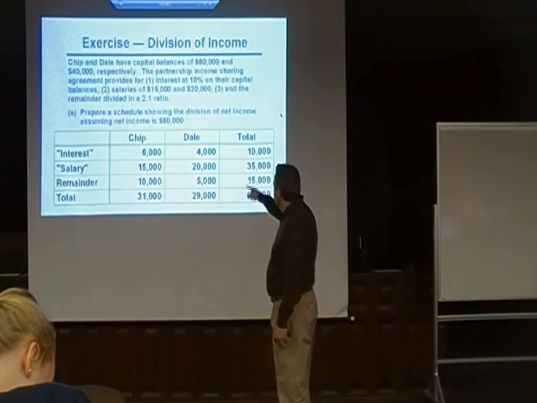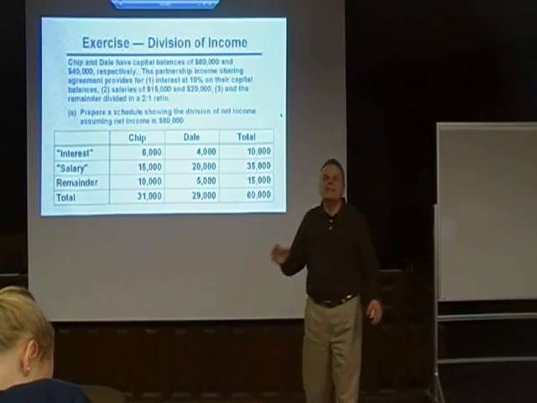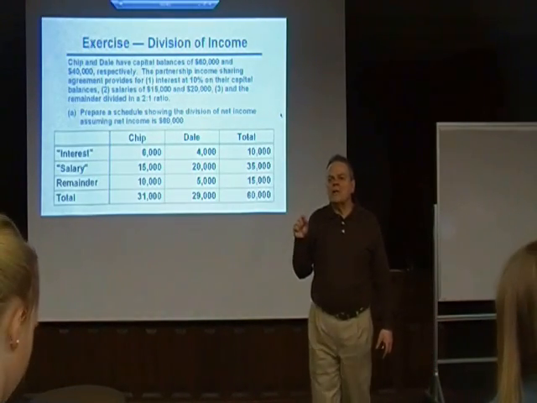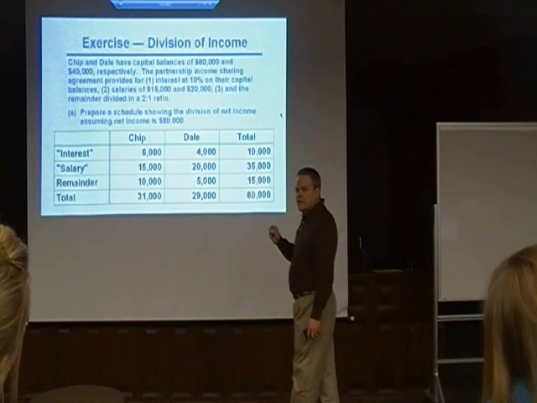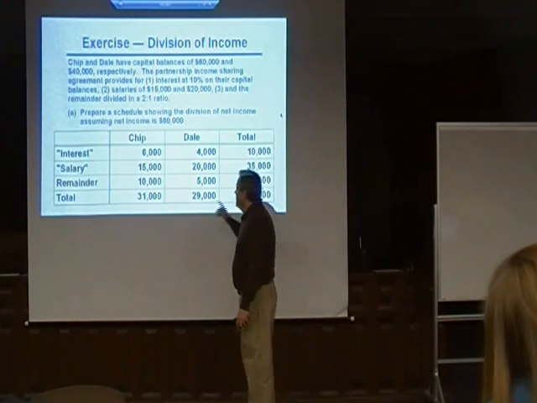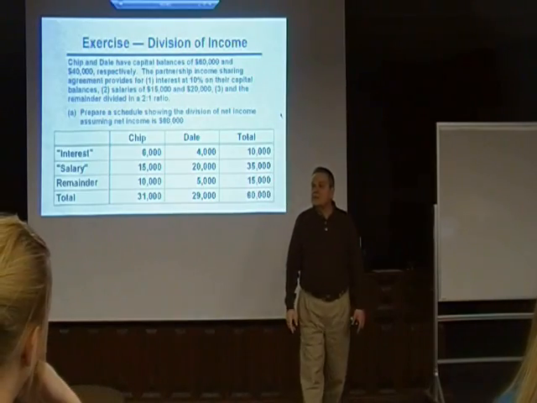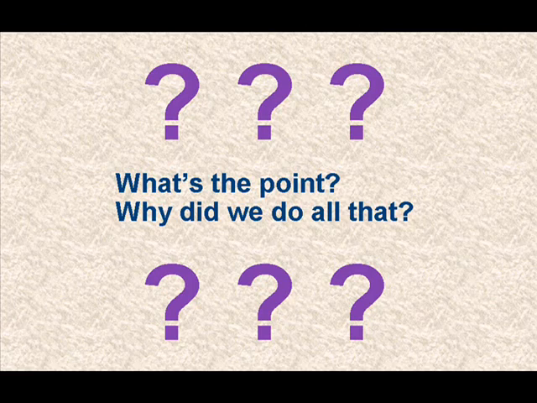4 plus 20 plus 5 is 29,000. I would never do this. Never, never, never would I do this, that I did not go one step further and cross-foot to prove that I was in balance. Is 31 plus 29 equal to 60? Yes? So once we've completed the schedule for C and D and know their totals, what's the point?